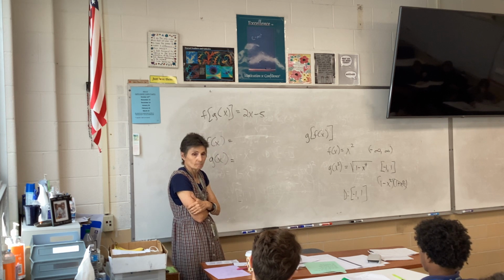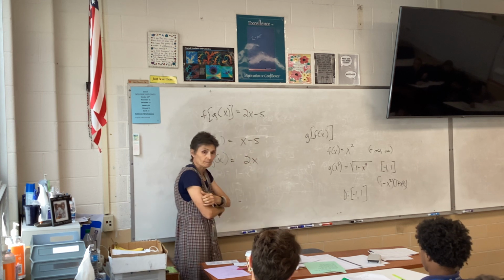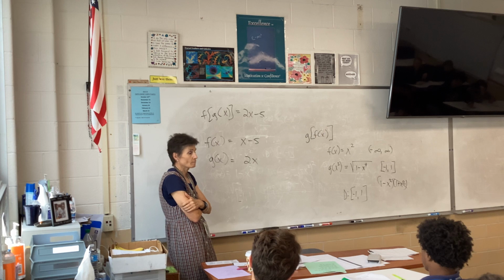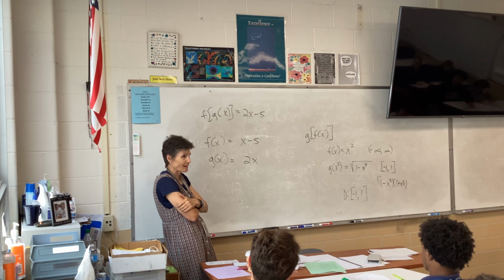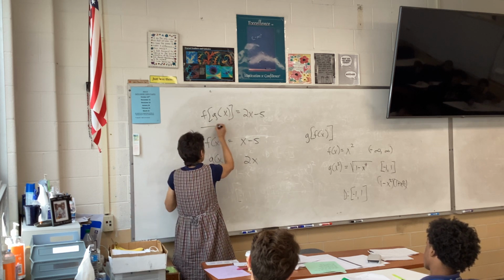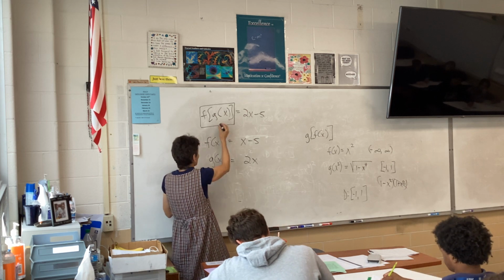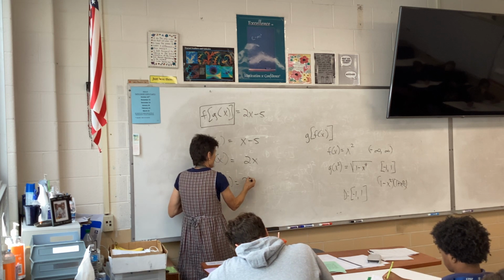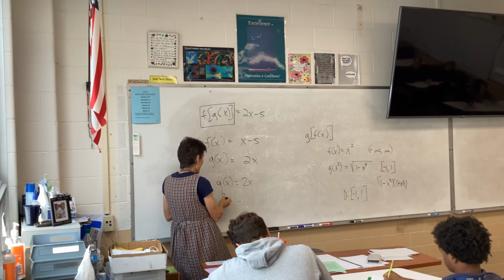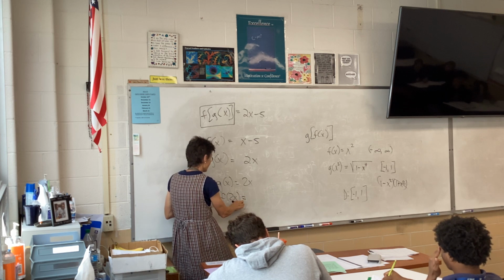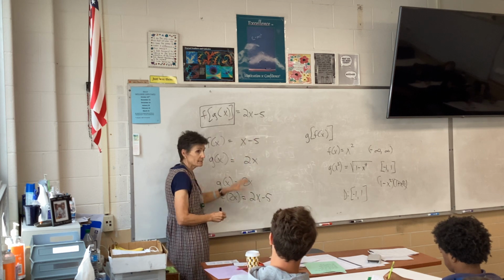2x minus 5 equals 0. Like that? I actually think he's right, guys, because if we build this composition, we start with g of x, which is 2x. And then we take that and plug it into f, which would be 2x minus 5. He's absolutely right.